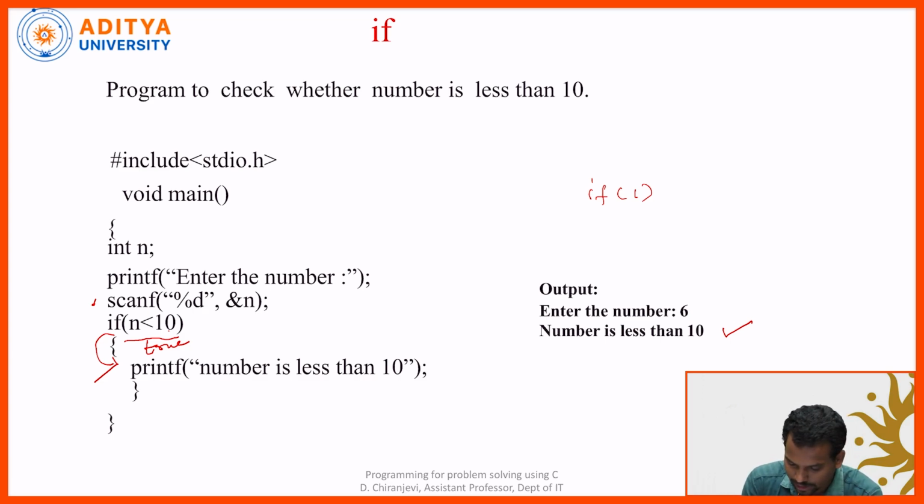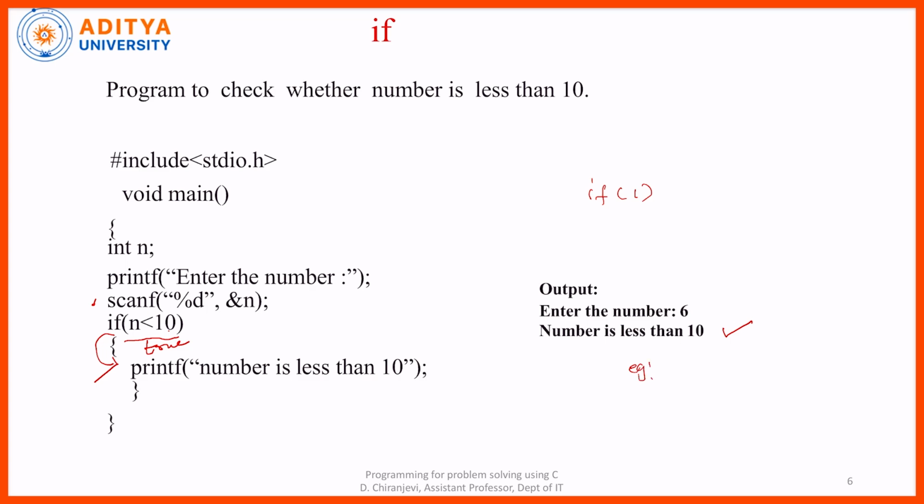Let us say the user gives input minus 6. Then it will check whether minus 6 is less than 10. In that case, the condition is false, which means the value is 0. If 0 means false, control will be transferred to outside the block. Outside the block, if any statements are there, it will print. Here no statements are there, so it won't print anything. But in the case of true, it will print the inside statement as well as the outside statement. We need to take care of that. So if it is minus 6, control will go outside, no statement is there, so it won't print anything.